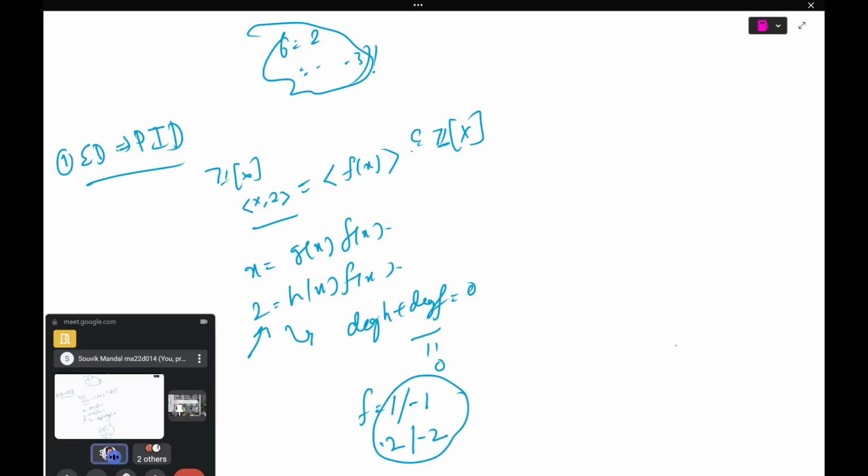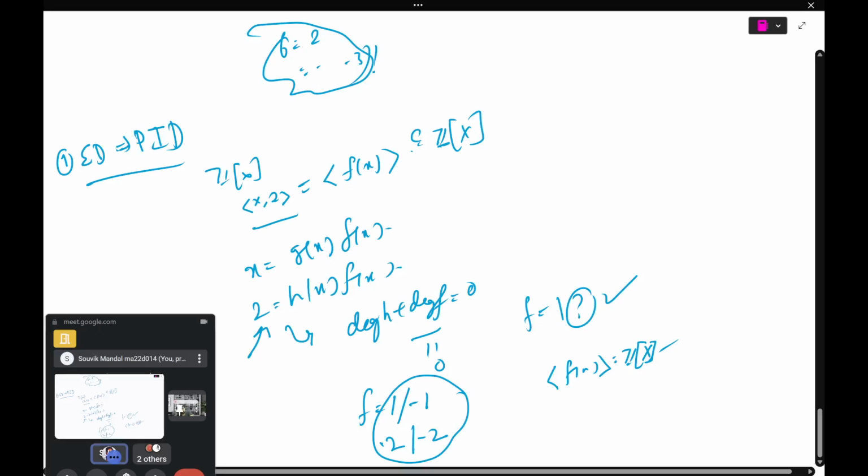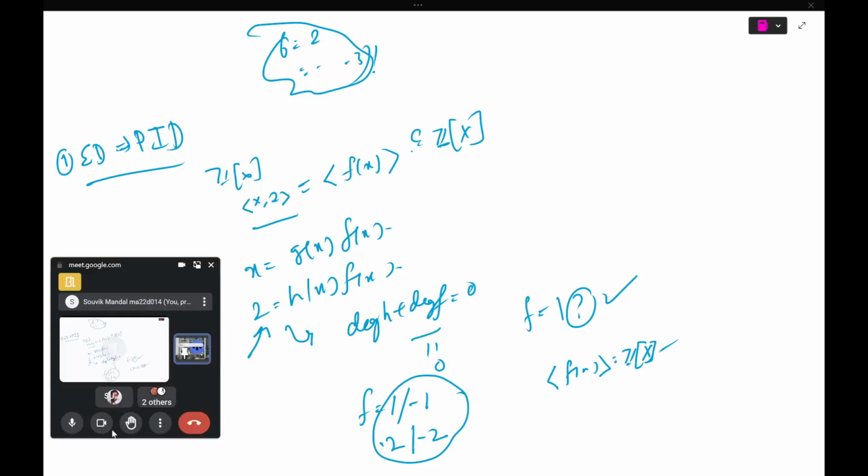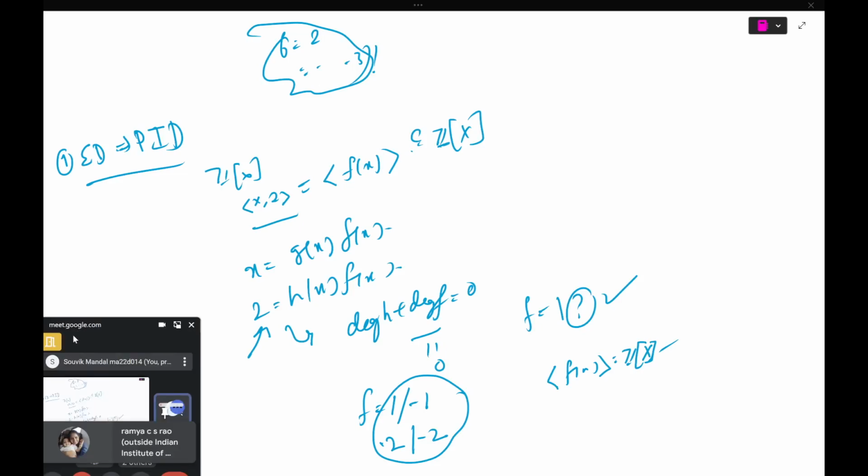Now can f be 1? If f is equal to 1, then the ideal generated by f would be the whole ℤ[x], and that's not possible. So f(x) can't be 1, and for the same reason f(x) can't be minus 1, right? Okay. Now, can f(x) be 2?